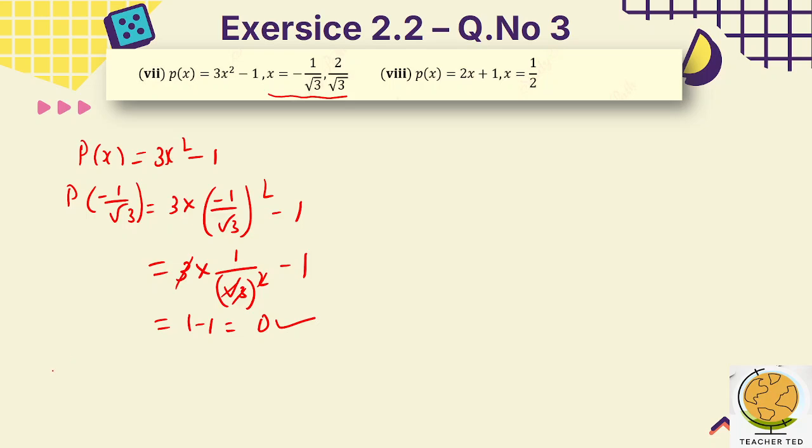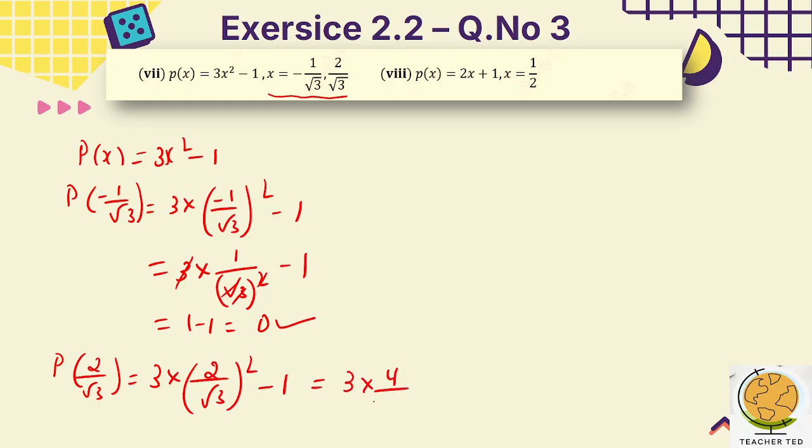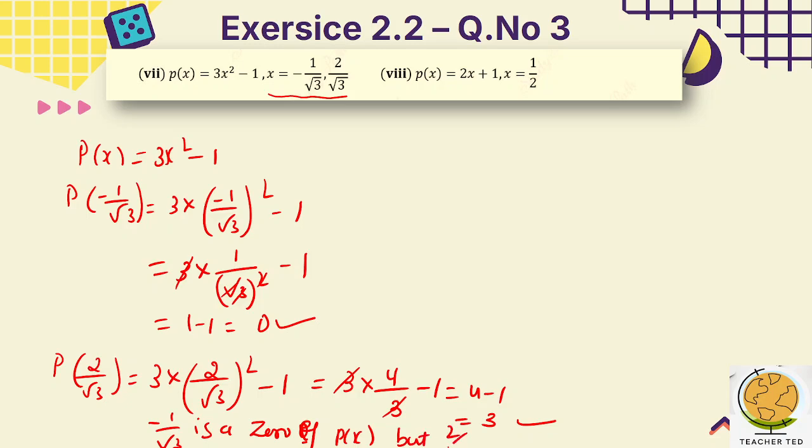Let's check for the second one. P of 2 by root 3 is equal to 3 into (2 by root 3) square minus 1. It will become 3 into 4 by 3, root and root get cancelled, it will become 3 only minus 1. So 4 minus 1 is 3. We can say minus 1 by root 3 is a 0 of p of x, but 2 by root 3 is not a 0.